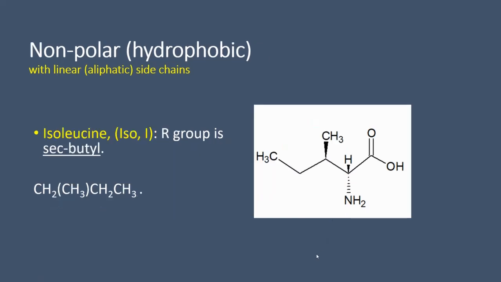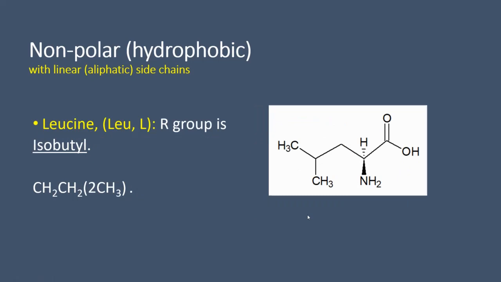Next is isoleucine. The side chain for isoleucine is a sec-butyl group. So sec-butyl group is a chain of 4 carbons, 1, 2, 3, 4. So 3 of them are linear, and the fourth one, which is a methyl group, is bonded to the first carbon.